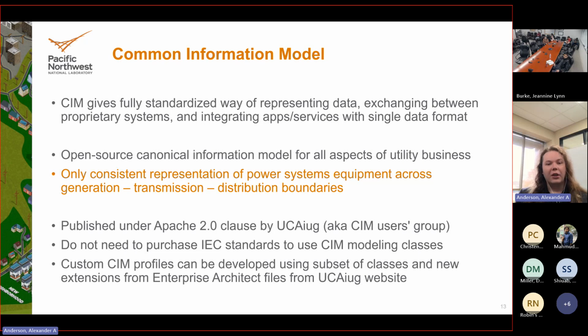It is published under an Apache 2.0 license, so it is free to the world. It's not exactly the same thing as public domain, but an Apache license is similarly permissive. You do not need to purchase the IEC standards to use CIM. The IEC standards provide additional documentation, hand-curated diagrams, and business use cases on top of the information model, but they are separate.